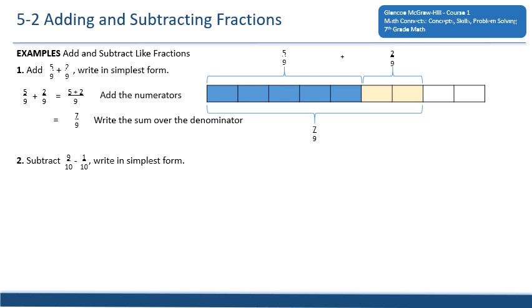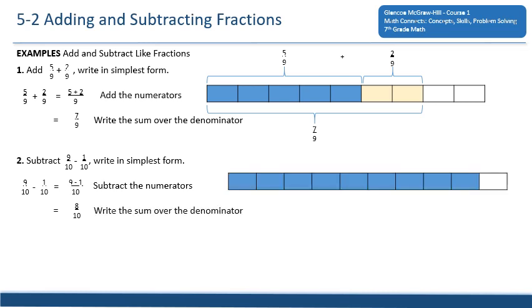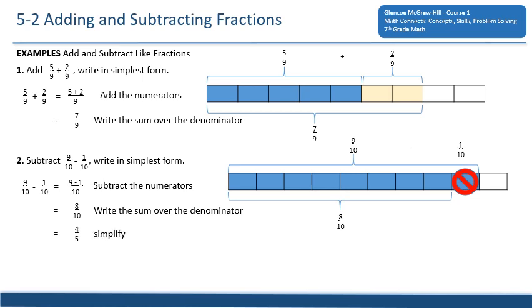Subtract 9/10 minus 1/10, and then write in simplest form. So 9/10 minus 1/10 equals 9 minus 1 over 10. Subtract the numerators, so we get 8/10, and write the result over the denominator. And then there is our example. We have 9/10, we subtract 1/10, and we end up with 8/10. Then if we simplify by dividing the numerator and denominator by 2, we'll get 4/5.